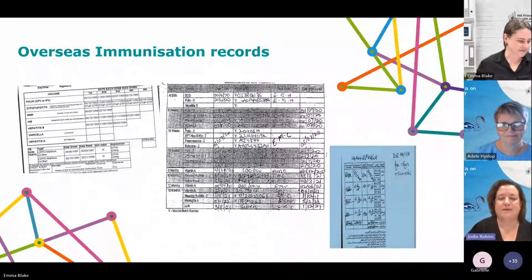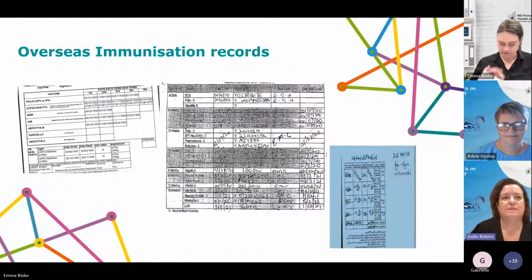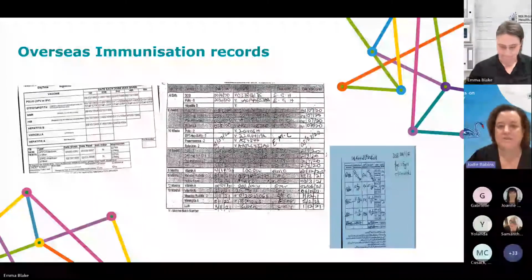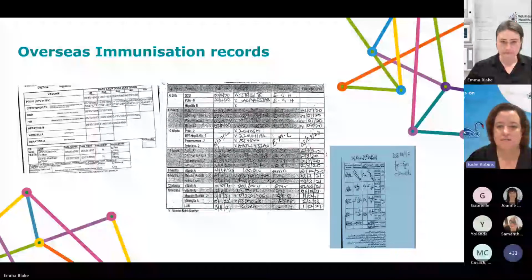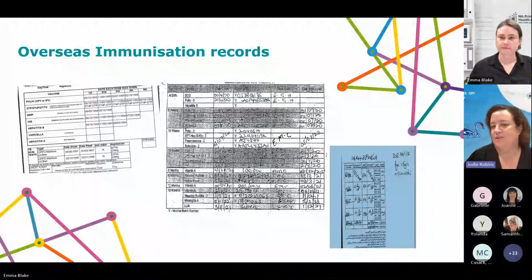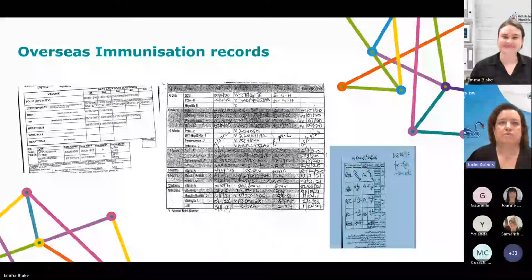Okay, thank you, Emma. So our first slide that's up tonight, overseas immunisation records. Now, we've all seen them. This is what we usually get when we go into general practice. You get this nice bit of paper that's not in English, that you can't understand, and then you're asked to do a catch-up plan. Simple, right? No.